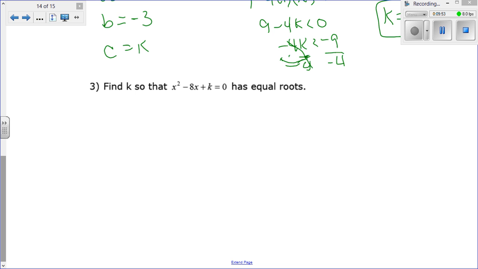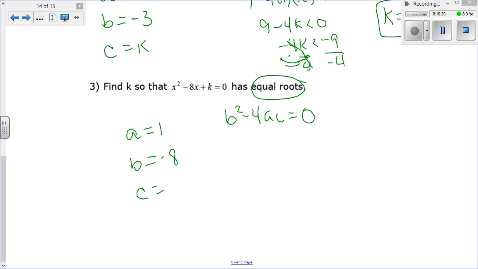And finally, for the last one we have here, find k so that x squared minus 8x plus k equals 0 has equal roots. Equal roots means that my discriminant is equal to 0. So b squared minus 4ac has to be equal to 0. In this case, a is 1, b is negative 8, and c is k. So b squared, negative 8 squared is 64 minus 4 times 1 times k equals 0. So I have 64 minus 4k equals 0.